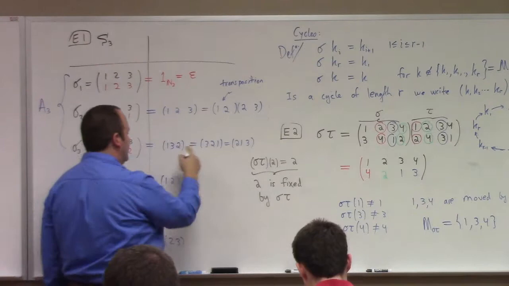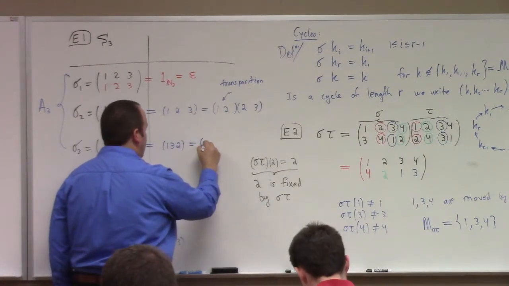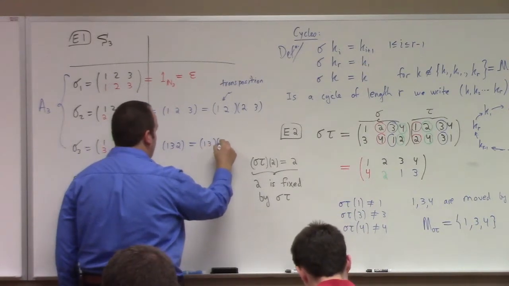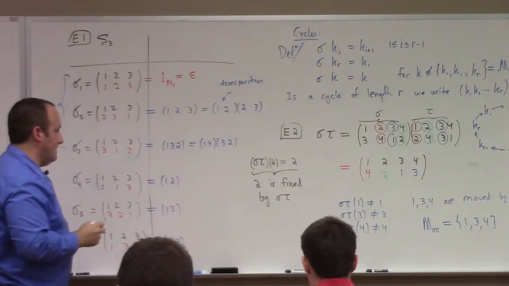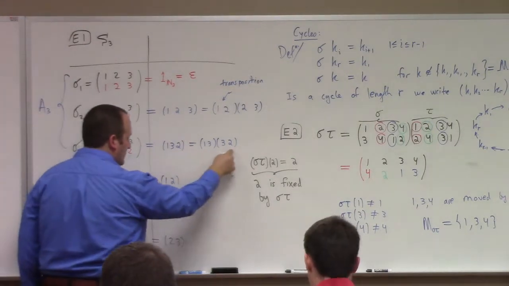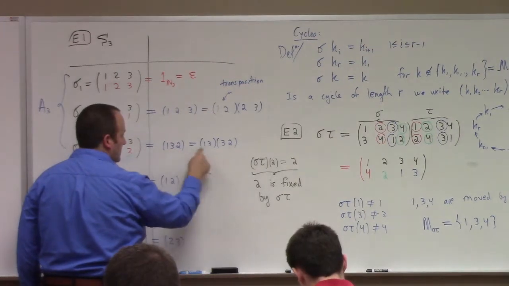How about this? Once we've done that, we can do the other one easily, right? This is (1 3 2). Let's see here. 3 goes to 2. 1 goes to 3, 2. Yeah.